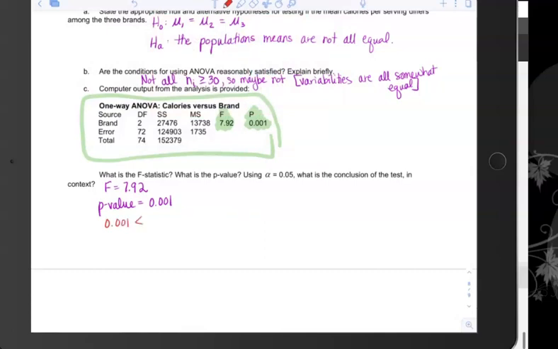So now we can start making our conclusion about the test. 0.001 is, again, less than 0.05. So my decision here would be to reject the null. And then what's my conclusion in context? It would be, there is evidence that the mean calories per serving differs among the 3 brands.